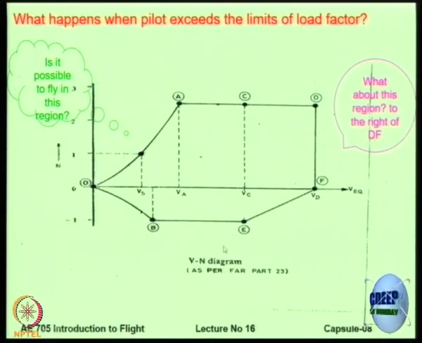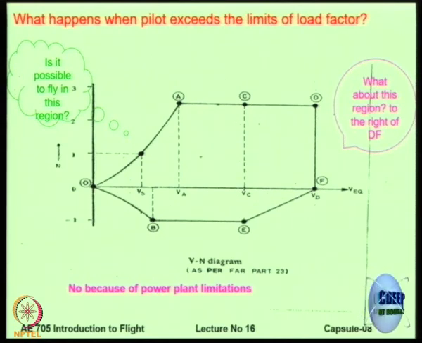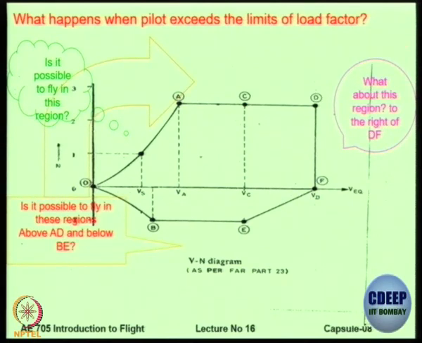What about this region? Why? Power plant limitations. Because you have reached something like V max, thrust is equal to drag. Now you don't have more thrust to create more flight. What about the regions above AD and below BE?